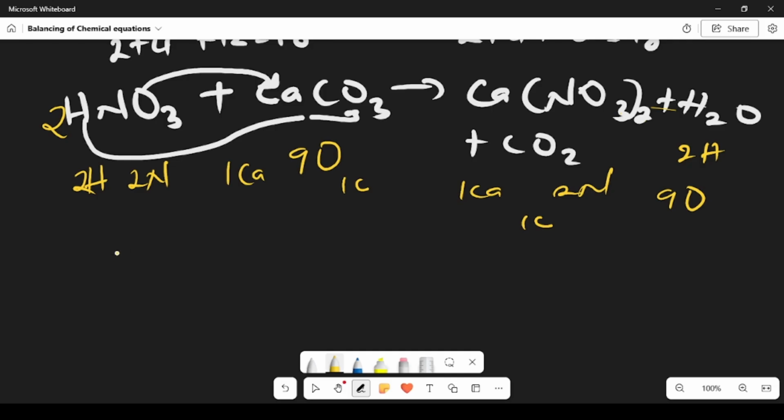So let's do one more example. Assuming you're given this compound, let's take phosphoric acid.